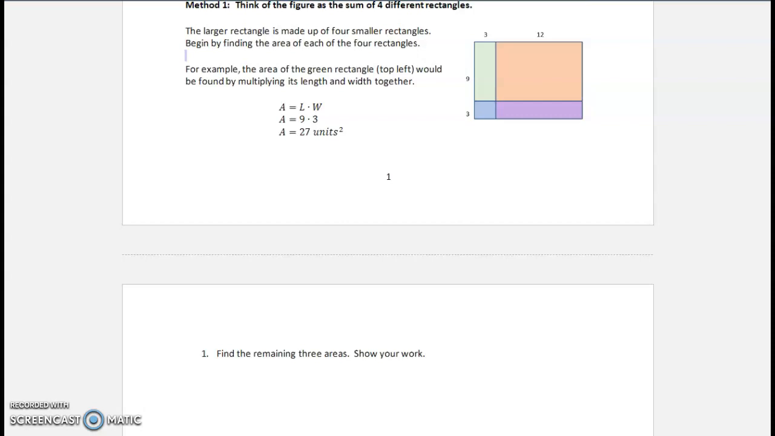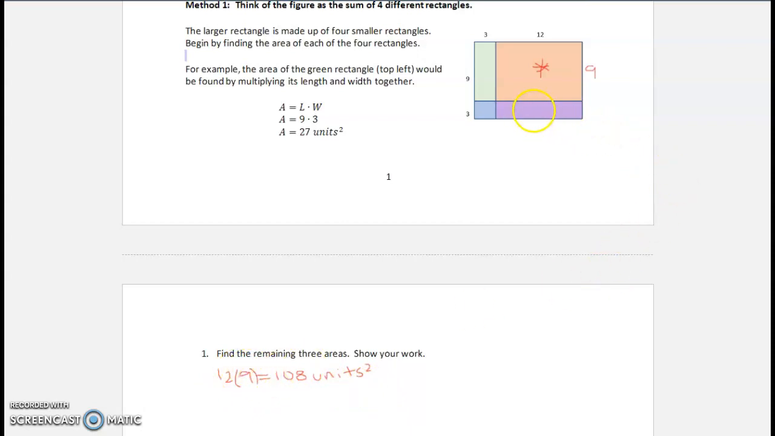If I was going to do this one right here, I know this length up here is 12. This height is 9, or we can call it the width because of that. So for the first figure, I could say 12 times 9, and that's going to equal 108 units squared. It doesn't say what the units are, but we'll just say units squared because it's an area.